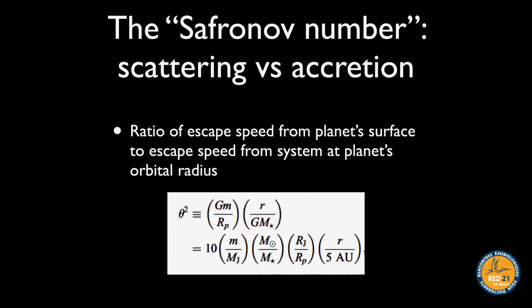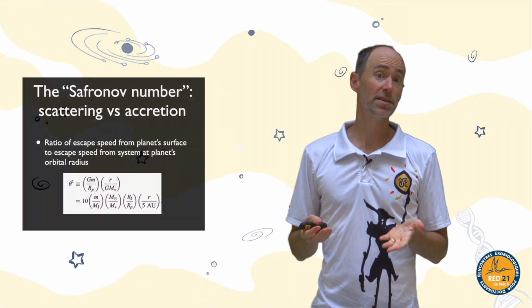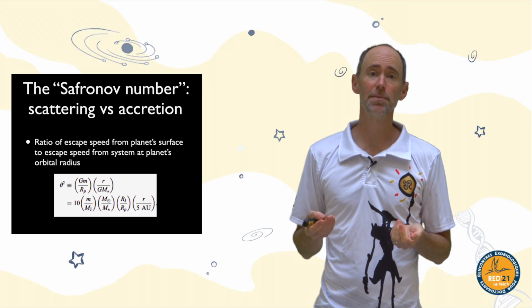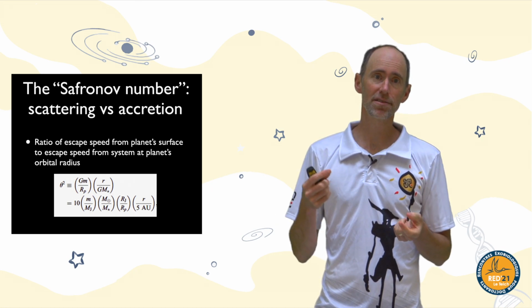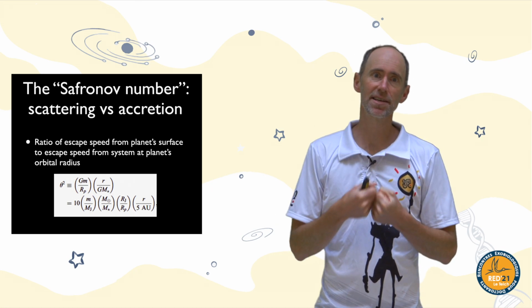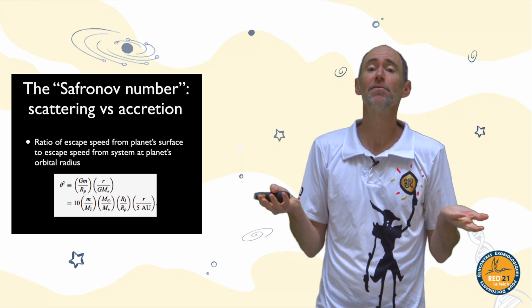And you can quantify it in a relatively simple way. Jupiter's Safronov number is like 10. Earth's is much smaller, less than 1. I don't have a number off the top of my head, but it's small, right? So at Earth, if Earth is going to bash into things, Jupiter is going to eject things, on average, right?